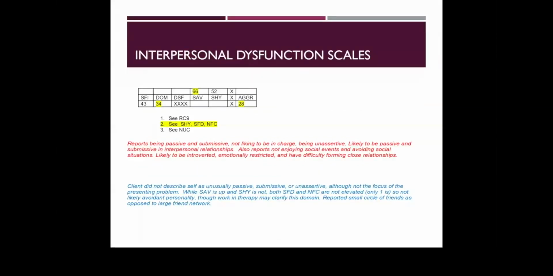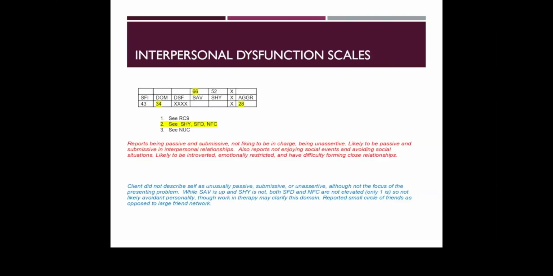In interpersonal dysfunction, we also see some interesting low scores. And again, these low scores are in the context of there's no evidence of underreporting. So this individual describes themselves as passive and submissive, describes themselves as not liking to be in charge, not being assertive. Empirical correlates, again, being passive and submissive in interpersonal relationships. Social avoidance was barely elevated, not enjoying social events and avoiding social situations, maybe being introverted. And this is not consistent with how the client described themselves. They didn't describe themselves as unusually passive, submissive, or assertive, although that wasn't the focus of the presenting problem.